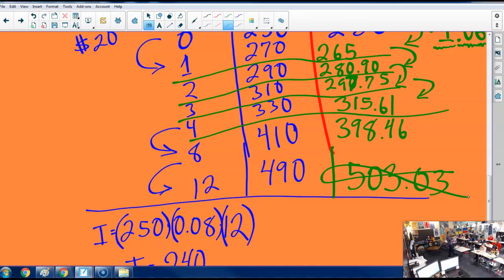The formula A. Now what does A mean? Total amount including previous interest earned. So it changes, right? That's everything, right?